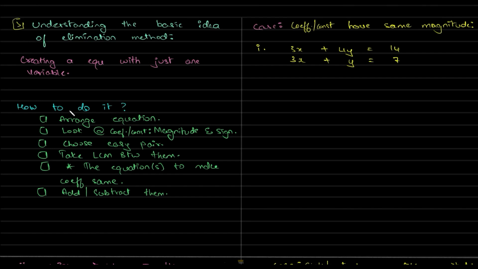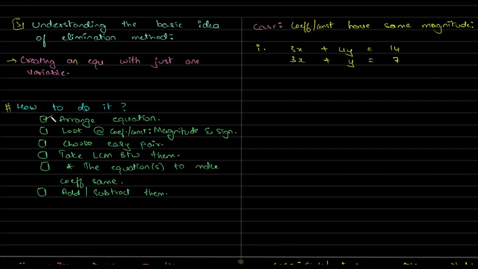Understanding the basic idea of the elimination method. The basic idea here is we need to create an equation with just one variable. So how do you do this? Given two equations, I want to create an equation with one variable.